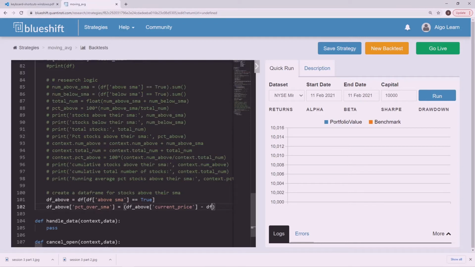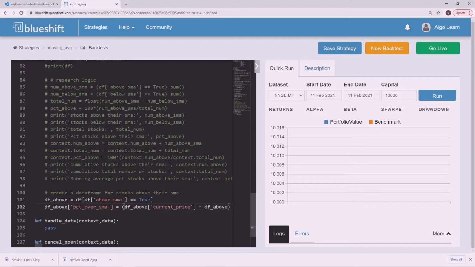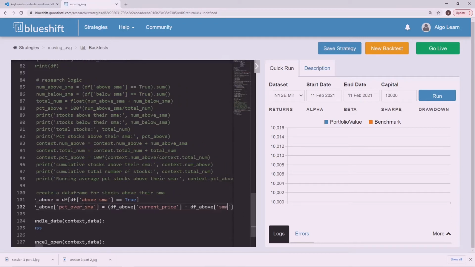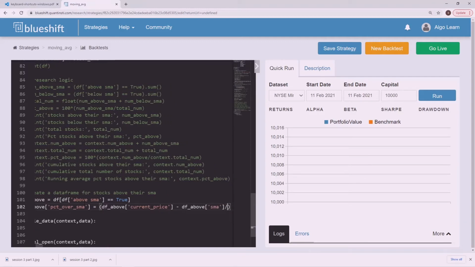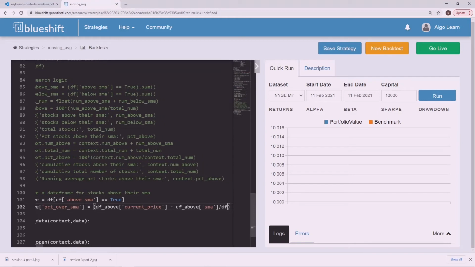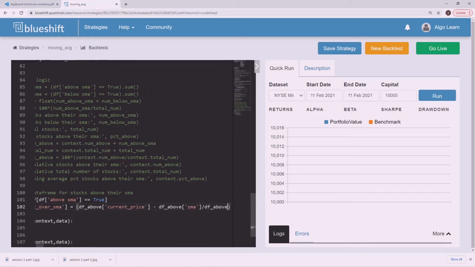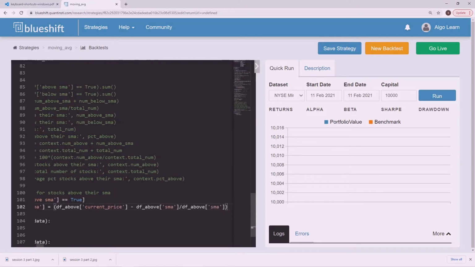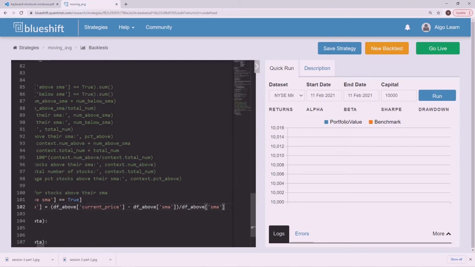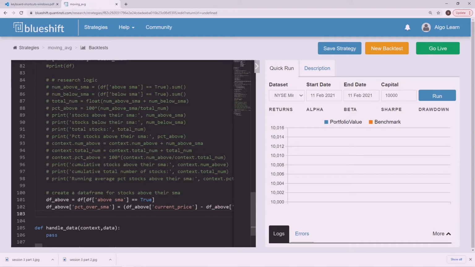minus the moving average. We're going to divide it by the moving average. Okay, that will give us our percentage. I do see that I need to do that instead. And we'll just call it the day there. Okay, so good. So now we have that.